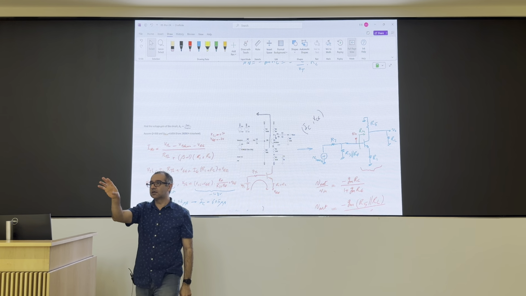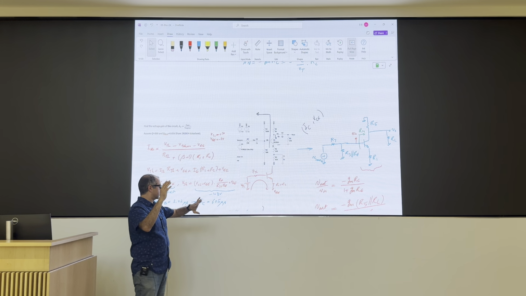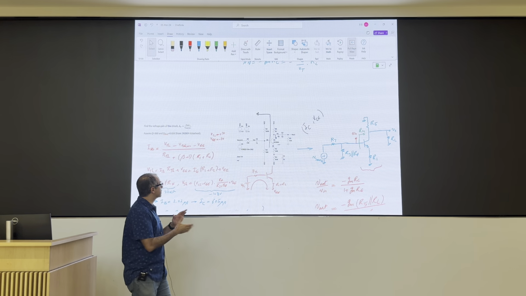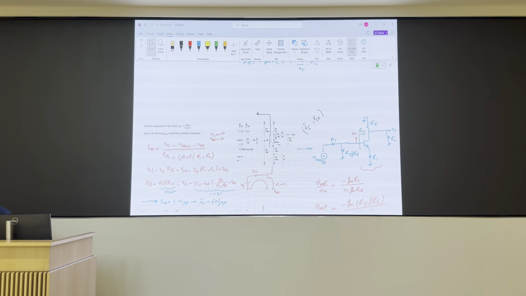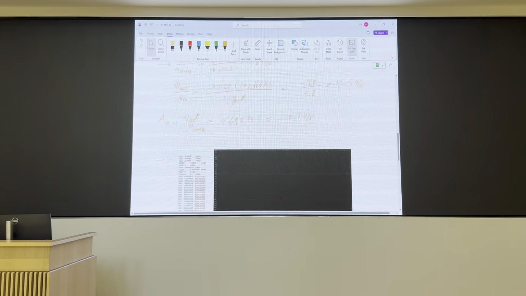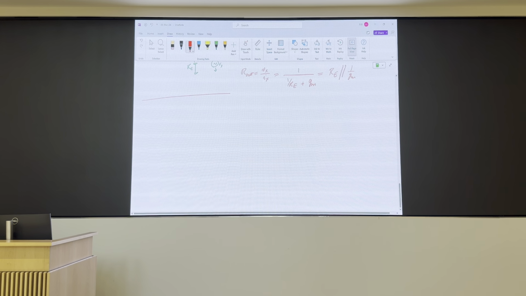The question? Okay. Alright, so common collector stage analysis is the same as the common emitter stage and so on and so forth. So let's talk about the last possible topology you may have: the common base.